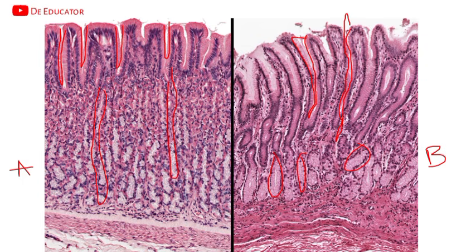So the gastric pit is longer than the gland here. So this represents the pylorus part of the stomach. So we can regard these glands that you are seeing here as pyloric glands.